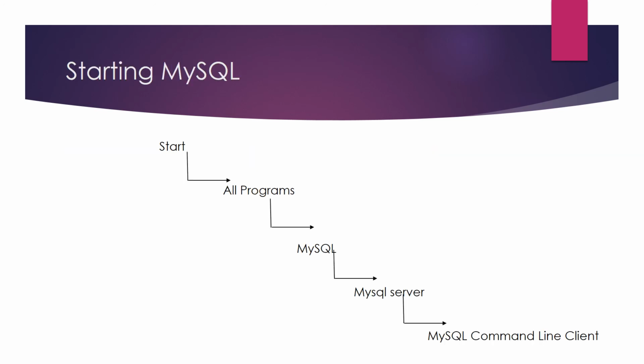Once MySQL is installed and configured, these are the steps to start working with MySQL. You have to click on the Start button on the taskbar, then go to All Programs. From All Programs, you will choose MySQL, then MySQL Server, and inside MySQL Server, you will select MySQL Command Line Client, which will open MySQL Command Line screen for you.